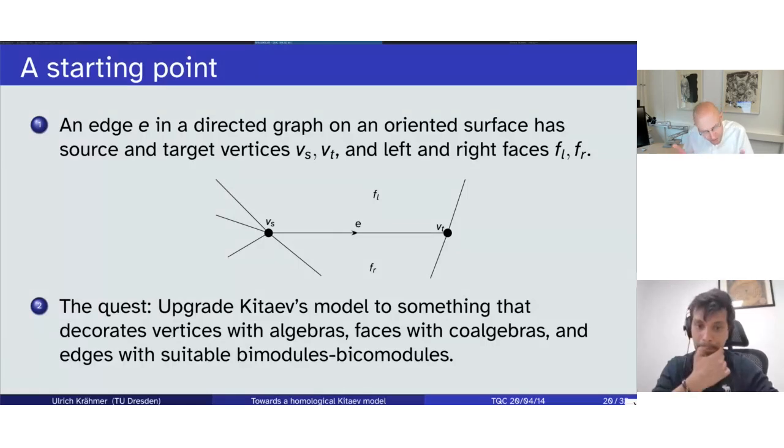And I think more generally, there should be a picture in which the vertices of these graphs get decorated with algebras, the faces of these graphs get decorated with co-algebras, and the edges get decorated by bimodules over the two algebras at the end and at the beginning of the edge, and by bi-comodules over the two co-algebras which sit to the left and to the right of the edge.